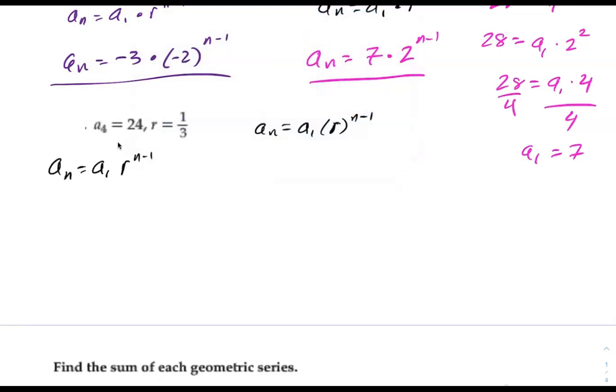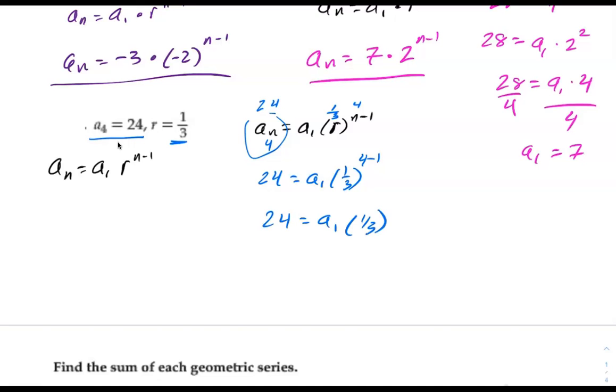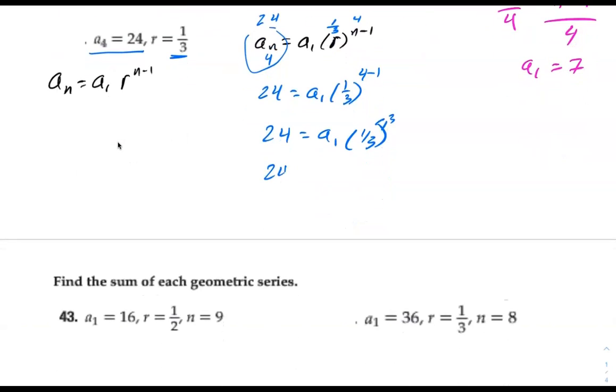So I have r is 1/3. I have the fourth term is 24. So when I plug in 4, the fourth term is 24. Well, I said 28 earlier, I don't know why. 24. So a1 times 1/3 to the 4 minus 1. So 24 equals a1 times 1/3 cubed. That just goes to both of them. So 24 equals a1 times 1 cubed is 1, 3 cubed is 27.